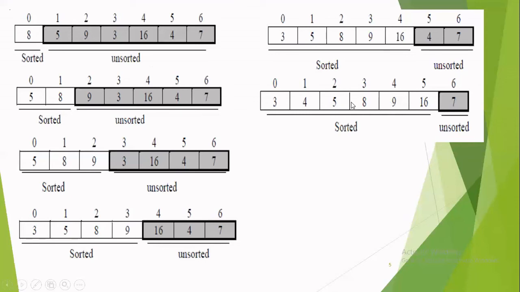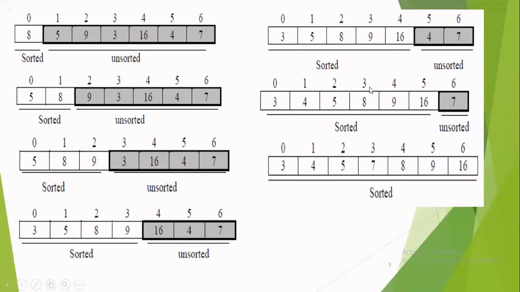Next, compare 7 with 5. 5 is smaller. Hence, you got a location for the element 7. 7 will be placed at the location 3. So at the end of this iteration, all the elements from the unsorted list are moved into the sorted list. And this completes the sorting process. You can see the list is now in sorted order. So this is how insertion sort works.